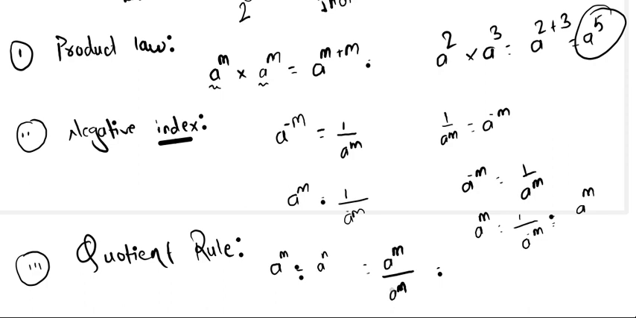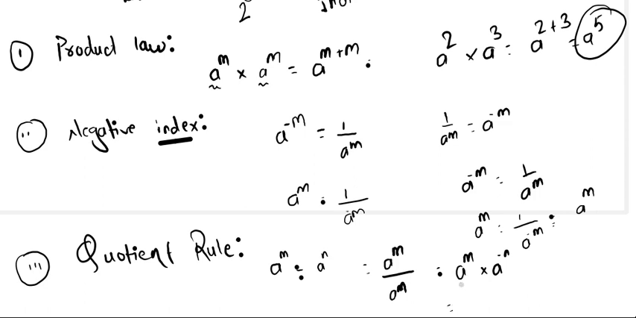If I take this a power n to the numerator, so it will become what? A power m into a power minus n, because we just learned the law of negative index. If we take this denominator to the numerator, its index will get changed. If it is positive, it will become negative. If it is negative, then it will become positive.